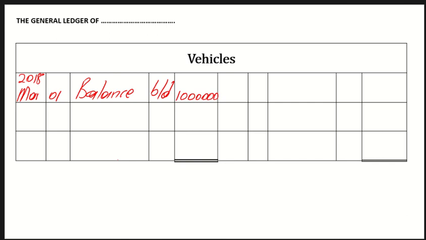How did we buy the new vehicle? When did we buy it again? 1st of September. So I'm not going to change the year, it will be the 1st of September. Did we buy it for cash or on credit?